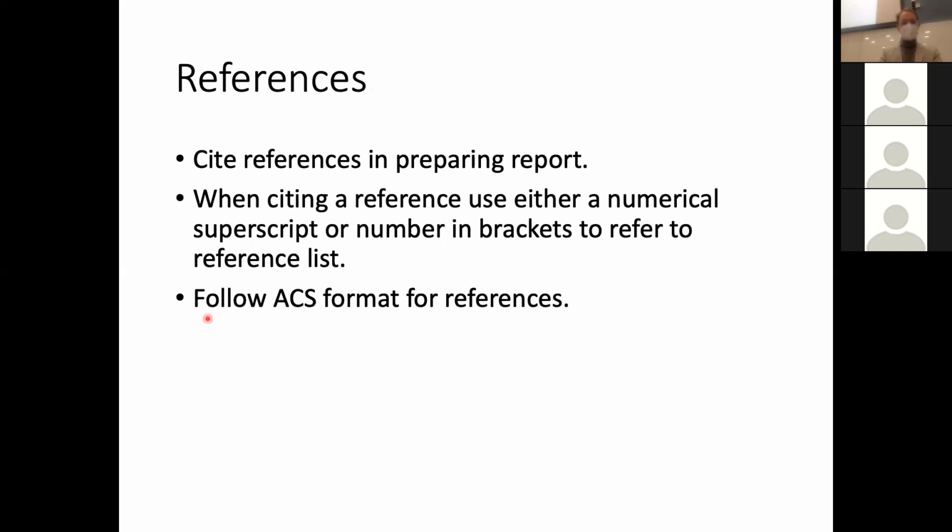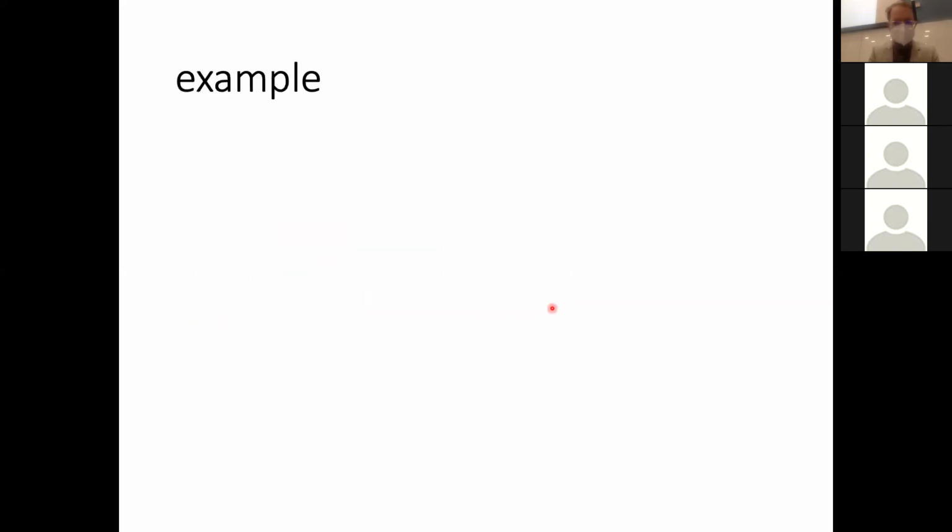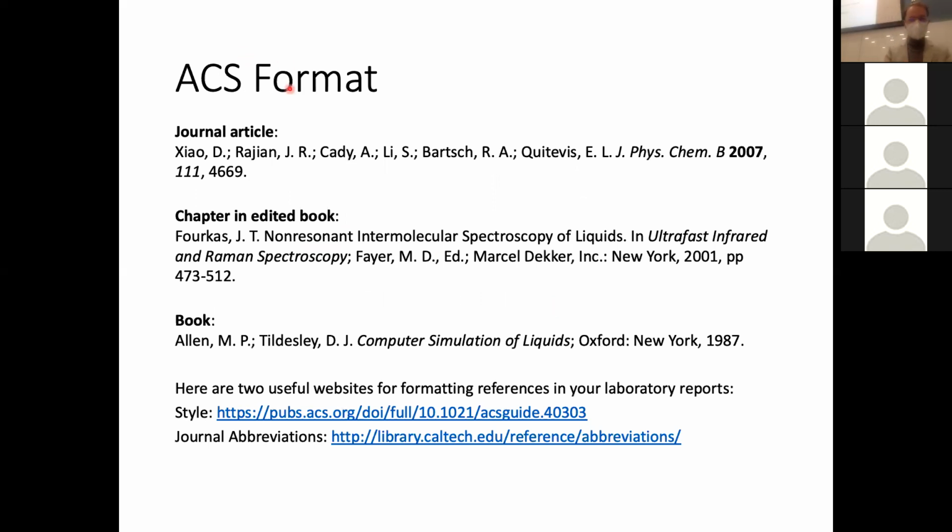Okay, and we want you to follow the ACS format for references. And let me quickly, actually, before I show you an example, I'll just show you information about the ACS format. So here's what it looks like. If you're citing a journal article, you need to give the author's last name, comma, initials. Then you need to give the name of the journal in italics. You can either use an abbreviated journal title or the full journal title, either is acceptable. The year should be in bold. The volume number should be in italics, and the first page that the article starts on should then be listed last in plain font. Okay.